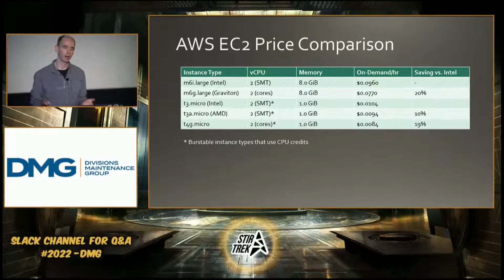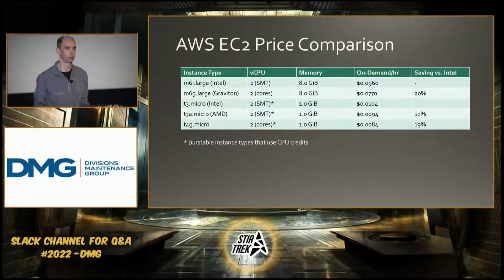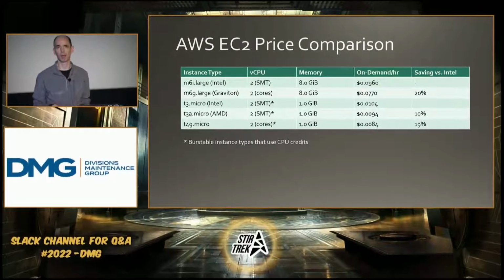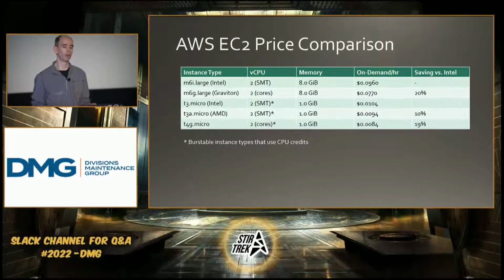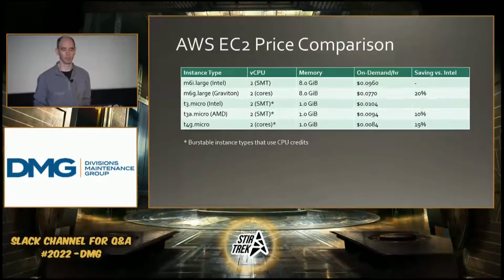Brief pricing comparison, not very interesting, but just really proving out that 20% saving. Something to note, though, in AWS, they already offer AMD CPUs that are typically about 10% cheaper than Intel. So this is only another 10% or so cheaper than those AMD instances.